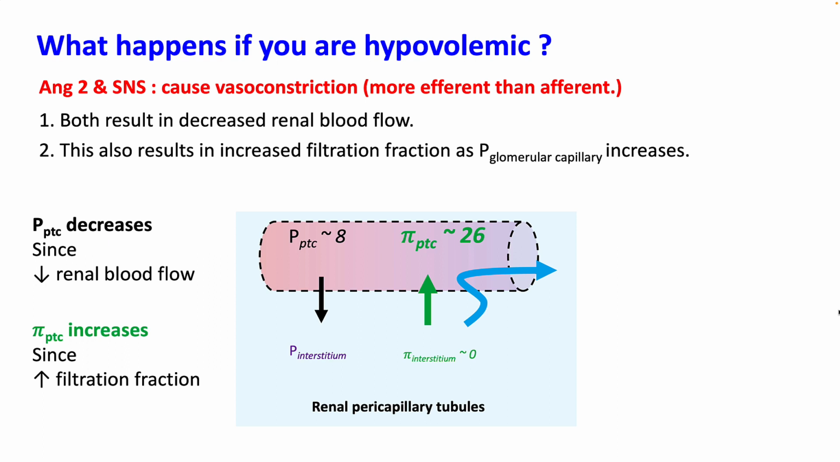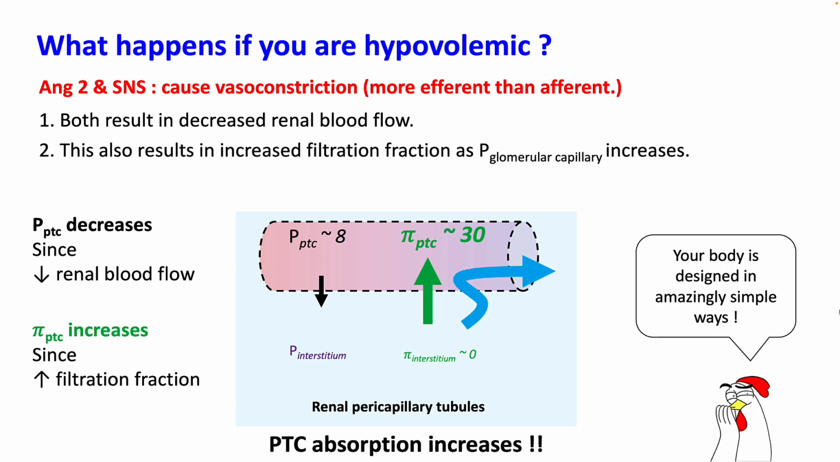However, since your efferent arteriole is constricted more than the afferent, your filtration fraction increases, so oncotic pressure in the peritubular capillary would be much higher. This results in net inward movement of water in the peritubular capillaries. So when you're hypovolemic, just because of these new pressure gradients, your peritubular capillary absorption increases.